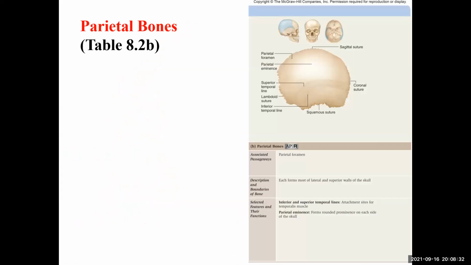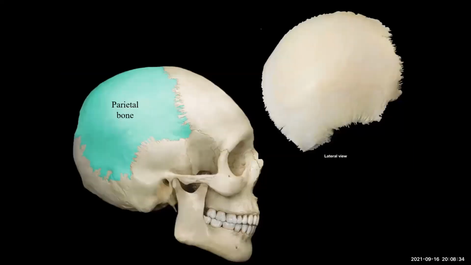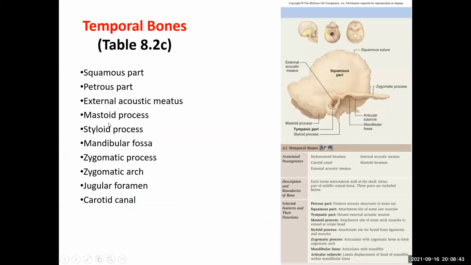All right, now we're going to look at the parietal bones. Easy. That's the parietal bone. This is what it looks like all by itself, when it's not with the other bones. And here it is on the lateral view. Not much to say about the parietal bone. There's really no cool structures on there.